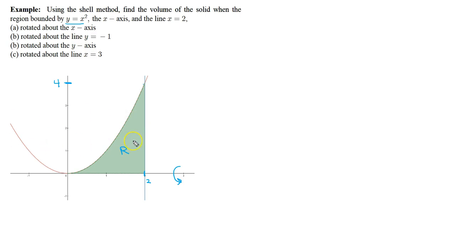Now once again, for the shell method, I think it's easiest if you draw a line or a very thin rectangle. Now, however, for the shell method, it is going to be parallel to your axis of rotation instead of perpendicular like for the disk or washer method. And so now we have to calculate the radius of this shell and the width of this shell.